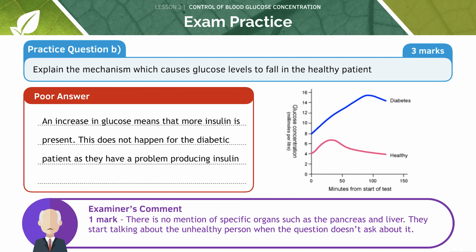Okay, so an example of a poor answer is: an increase in glucose means that more insulin is present. This does not happen for the diabetic patient as they have a problem producing insulin. Now the problem here is that we're not talking about specifics such as the pancreas and the liver. And also the person is talking about the unhealthy patient when the question doesn't ask about the unhealthy patient. We should only be talking about the healthy patient because that's what the question is asking.